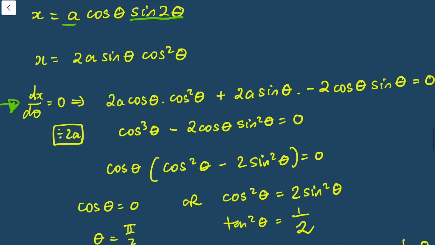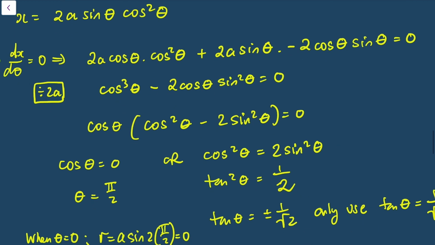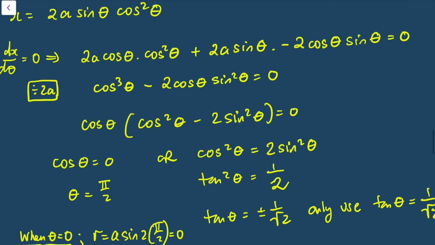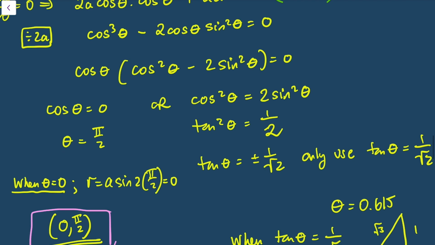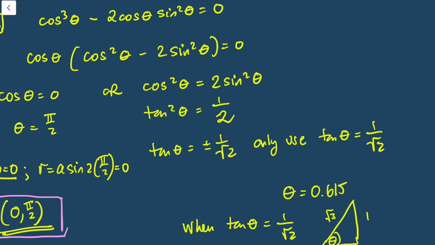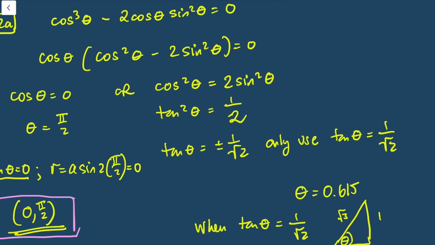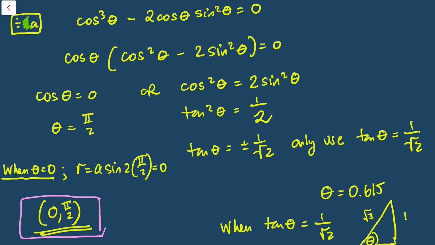I then simplify this and I get 2a sine theta cos squared theta. I then go and find dx d theta. I apply the product rule and I end up getting 2a cos theta times cos squared theta plus 2a sine theta times negative 2 cos theta times sine theta equals 0. When I simplify and factorize this, I divide by 2a as well. Simplify and factorize, and I end up with cos theta bracket cos squared theta minus 2 sine squared theta. Actually, I'm just dividing by a.